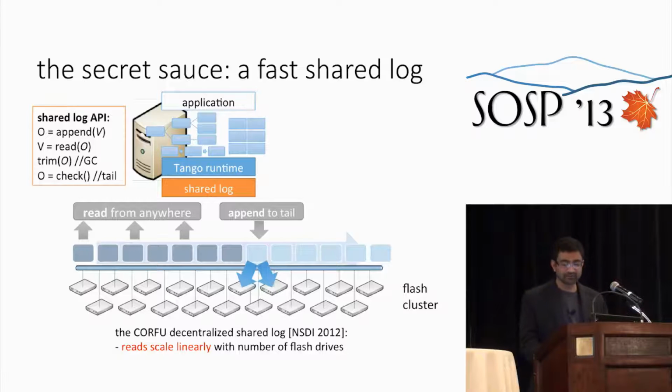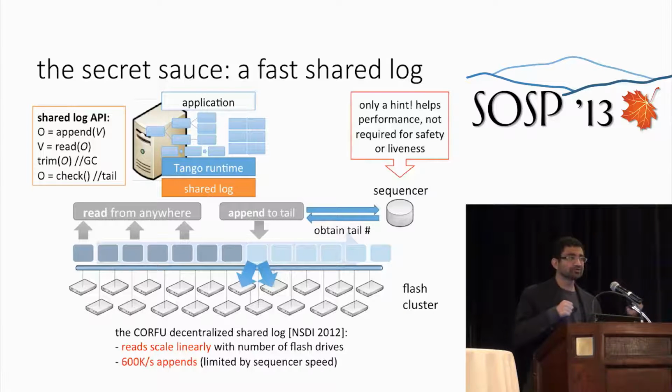There's no central bottleneck. The way that appends work on the shared log is that when a client wants to do an append, it goes to a centralized sequencer node, obtains a token. This token is essentially the next free location in the shared log. And then once it has the token, the client goes ahead and sends the update directly to the storage nodes.